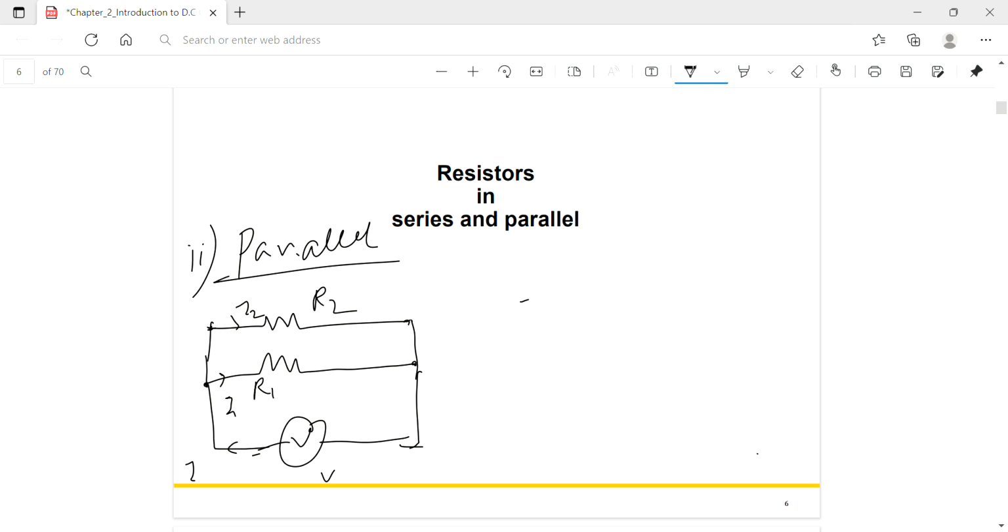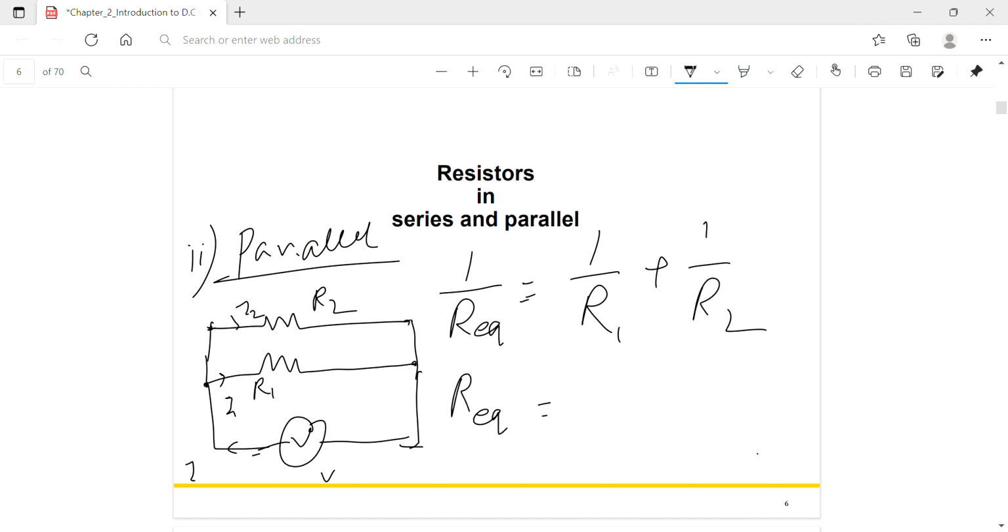So when the two resistors are in parallel, 1 by R equivalent is 1 by R1 plus 1 by R2, and if n number of resistors are connected, then R equivalent is going to be R by n, when they are equal. In this case we have to remember that the voltage is the same. So these are the things we have to remember in series and parallel connection of resistors.